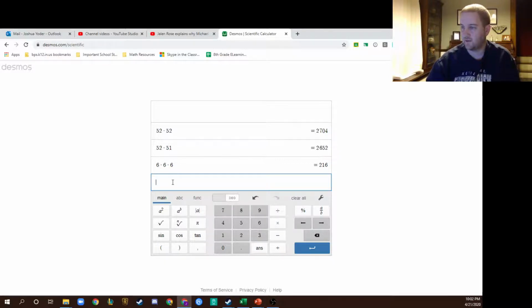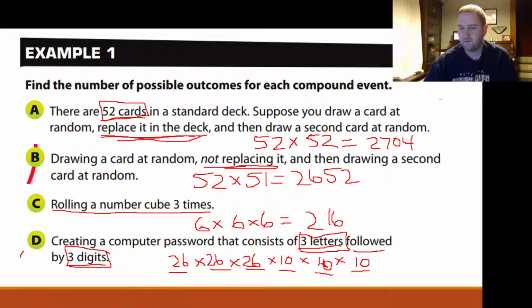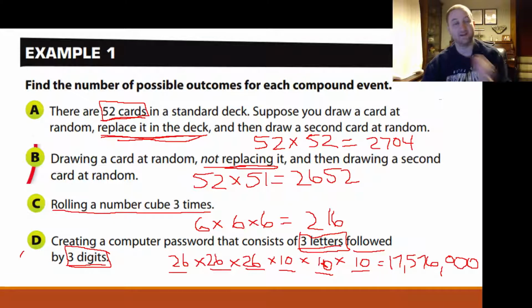And it's not typing. Why is it not typing? Okay, let's try this again. 26 times 26 times 26 times 10 times 10 times 10. And we get this big old long number right here. So this is 17,576,000 possible outcomes. Okay, that's a lot.